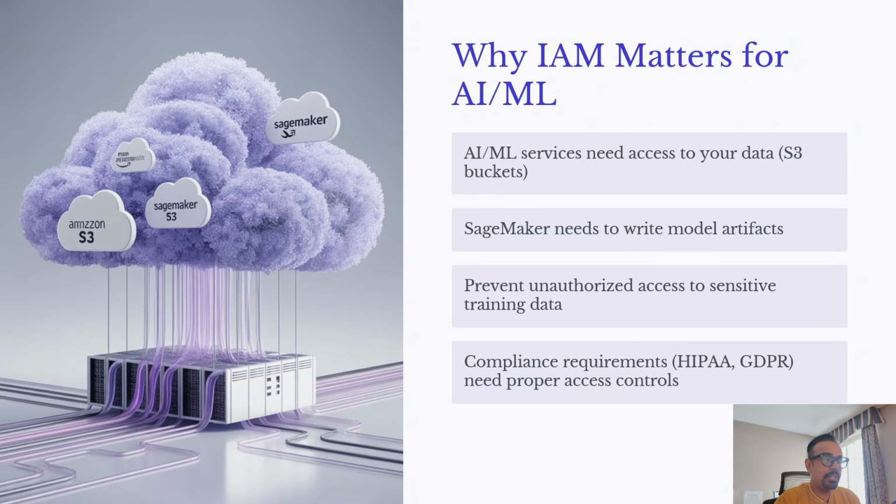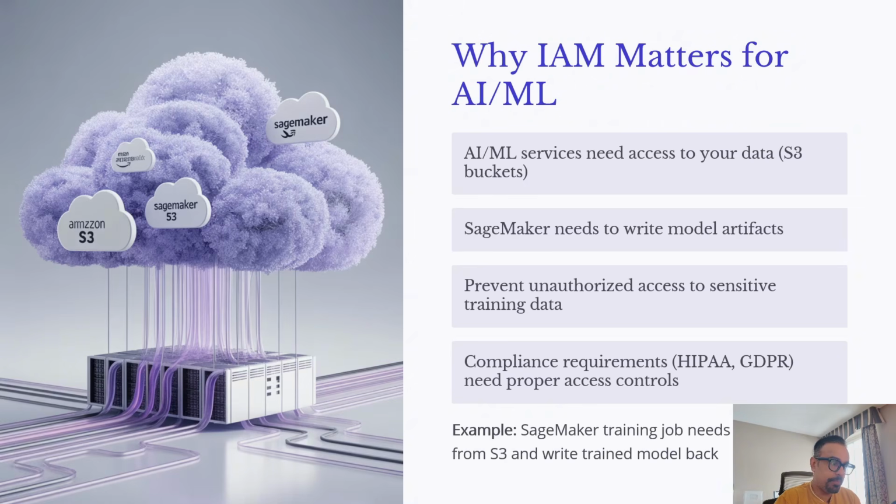Now, compliance requirements like HIPAA or GDPR need proper access controls. Regulations mandate strict controls over who accesses protected data and detailed audit trails of all access. So IAM provides the granular permissions, and CloudTrail logging is required to prove compliance during audits.